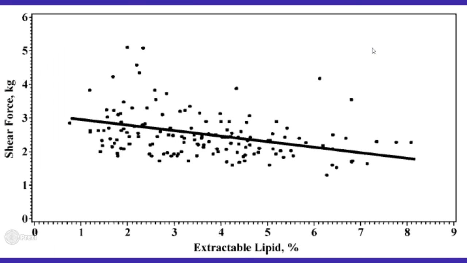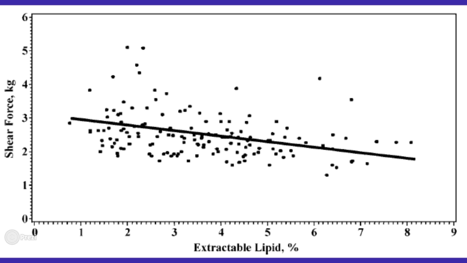And this is very similar in the shear force too. This is a more scientific method, less subjective, and we can see that shear force values are actually going to be the inverse of tenderness. Tenderness is a score rating where higher is better, whereas with shear force, we want less force, less kilograms of pressure required to cut through that piece of meat.